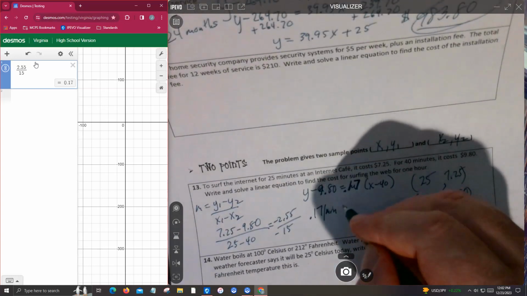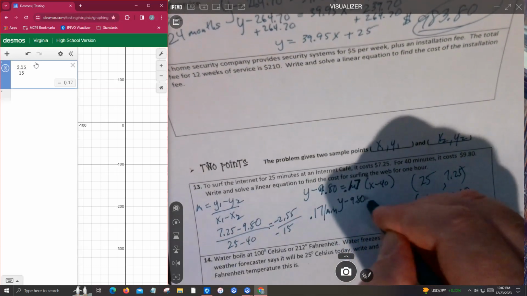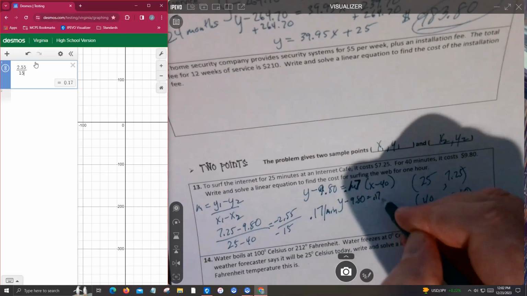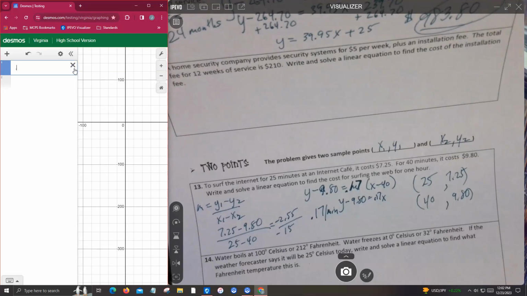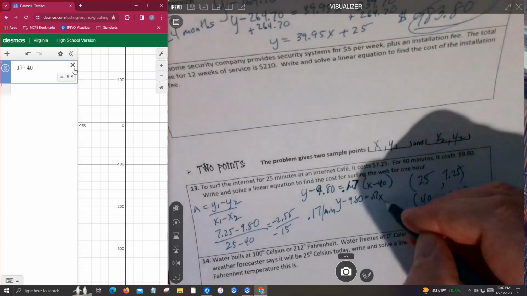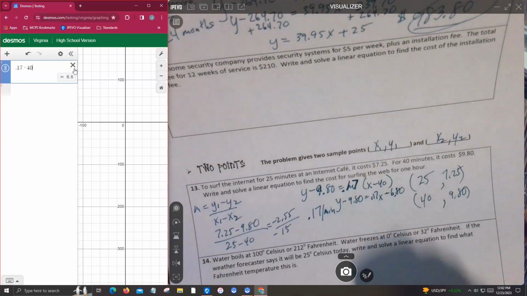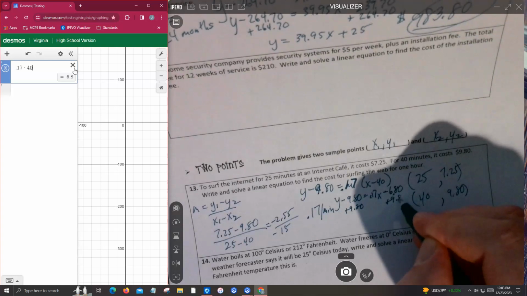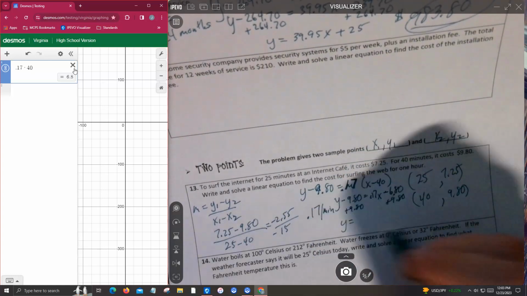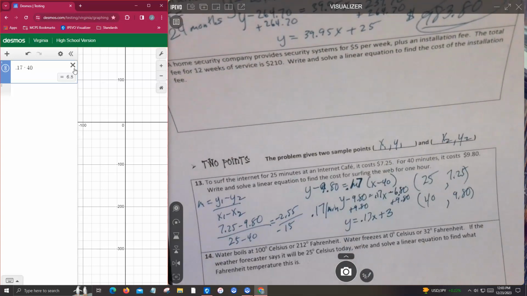So again, we do a little bit of math here. y minus 9.80 equals 0.17 times x minus 40. 0.17 times 40 is 6.80. All right, and then we're going to bring the 9.80 over. Okay, so y equals 0.17x plus 3.